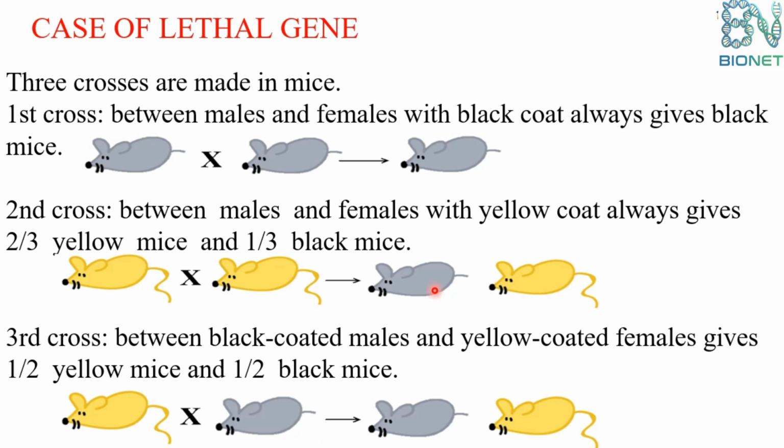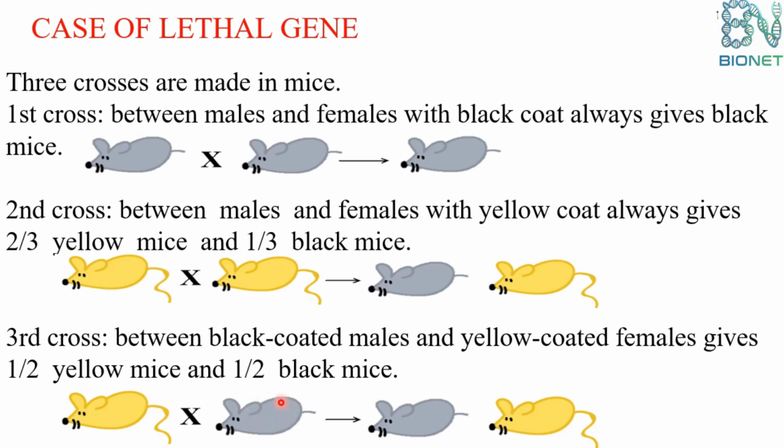Now, what do we call the third cross? What is the name of this cross? Here we have a mouse having the dominant phenotype crossed with a mouse having the recessive phenotype. This is a test cross type. According to the obtained results, what is the genotype of the parents?